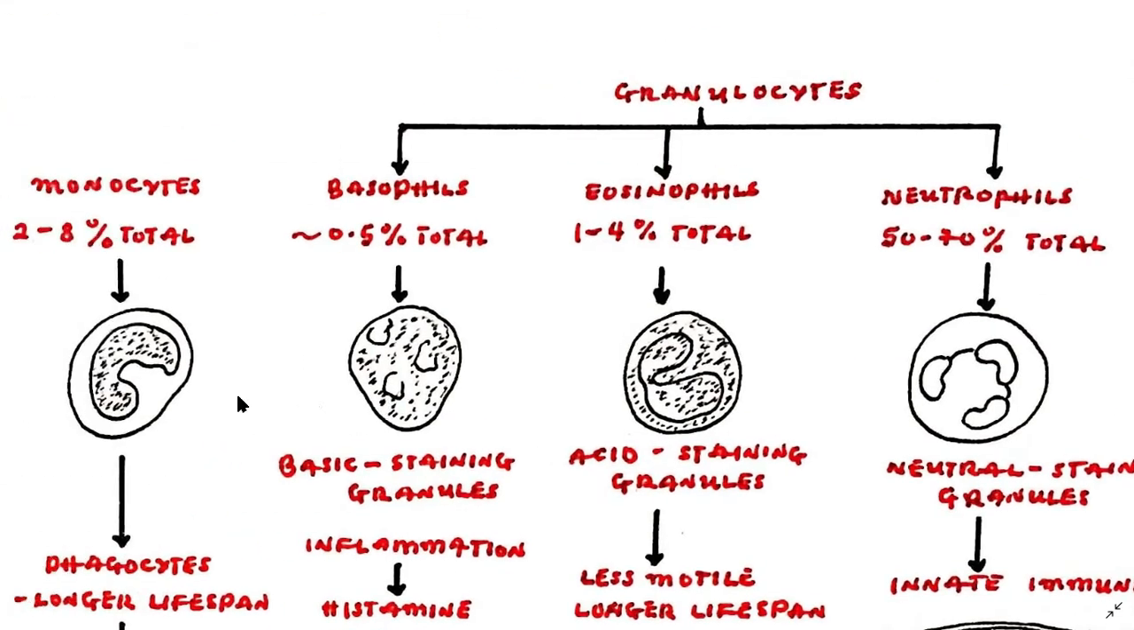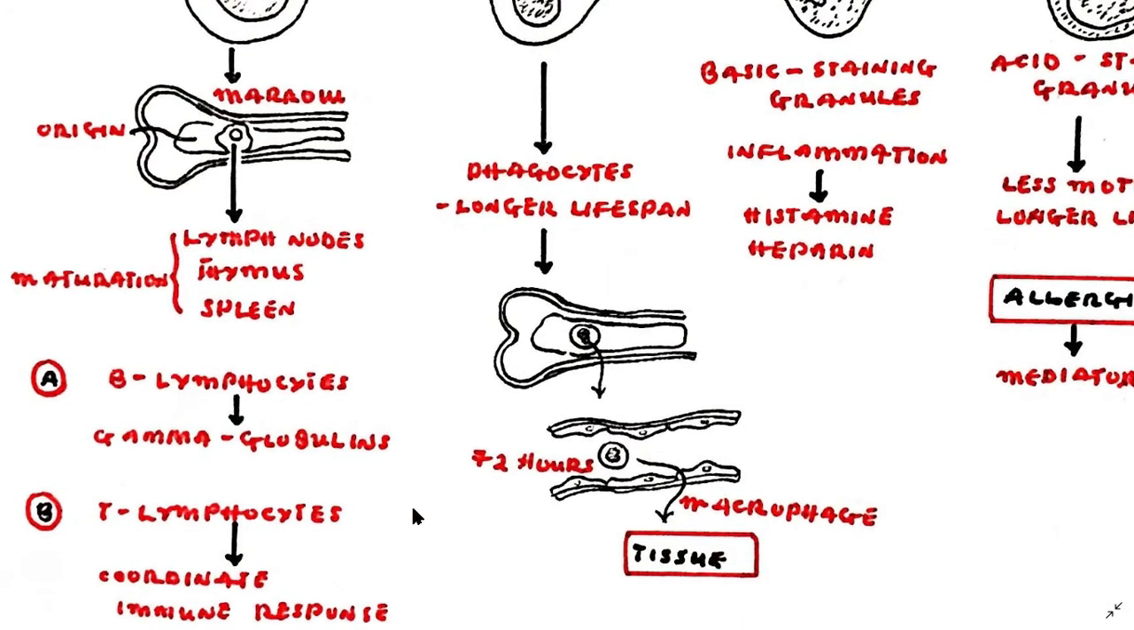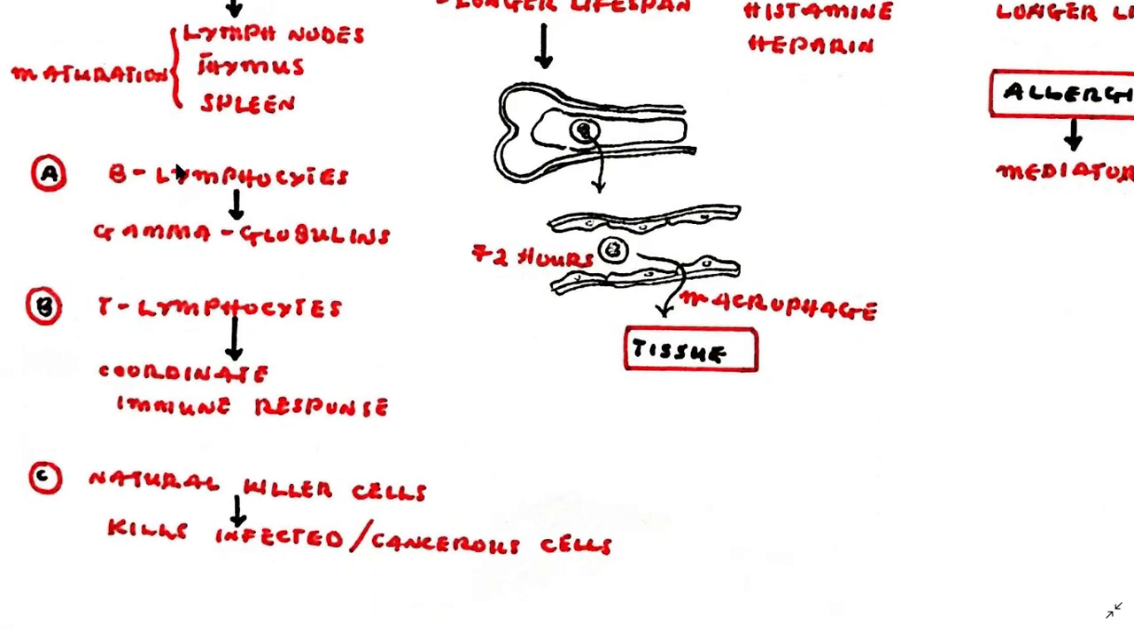Lymphocytes originate in the bone marrow but mature in lymph nodes, thymus, and the spleen before returning into circulation. Most lymphocytes remain in the lymphatic system. Lymphocytes are critical components of the immune system and are of three main forms. These are the B cells or the B lymphocytes, which produce gamma globulins, the T cells, which coordinate the immune response, and the natural killer cells, which kill infected or cancerous cells.